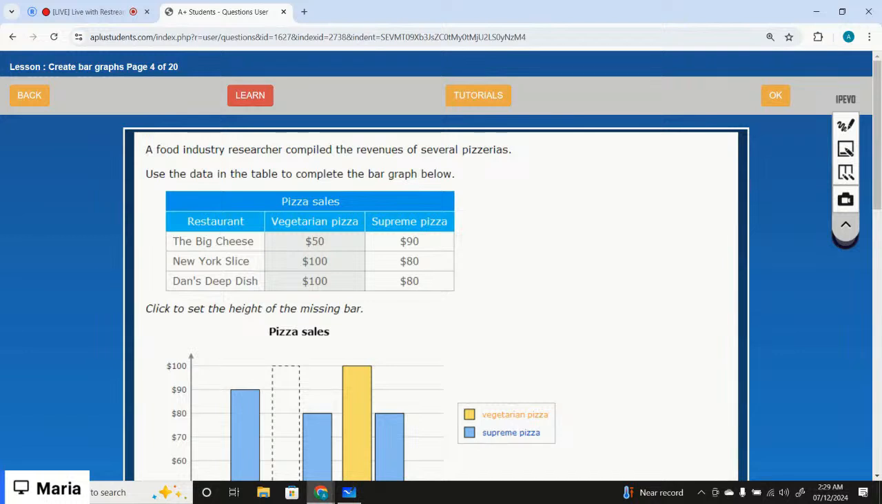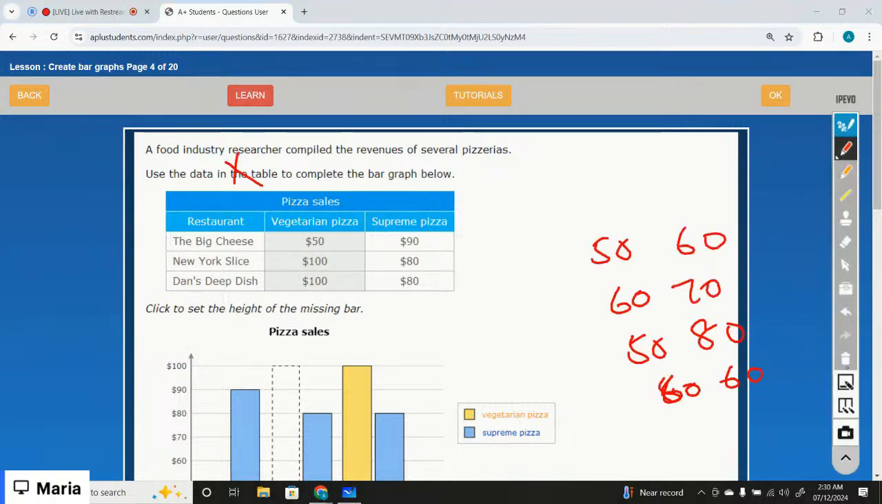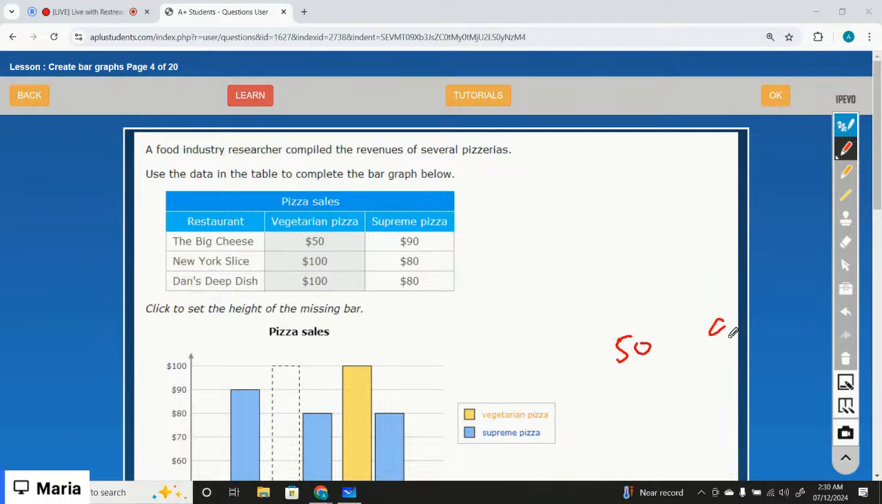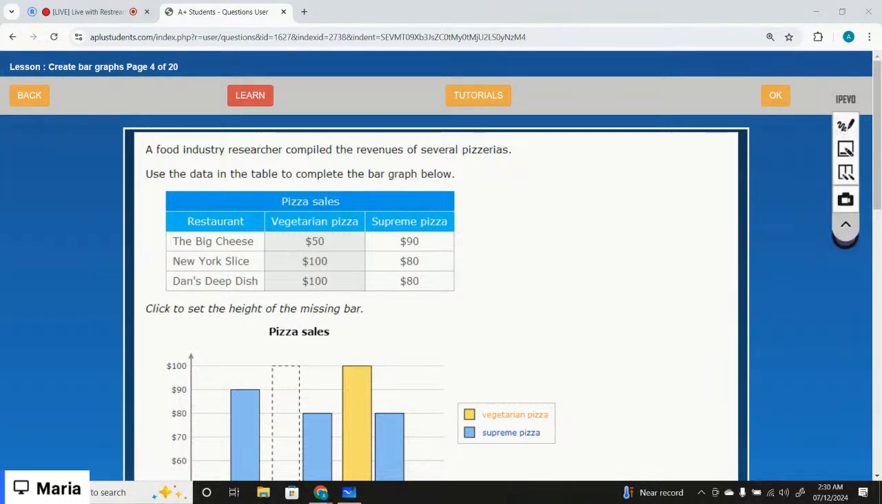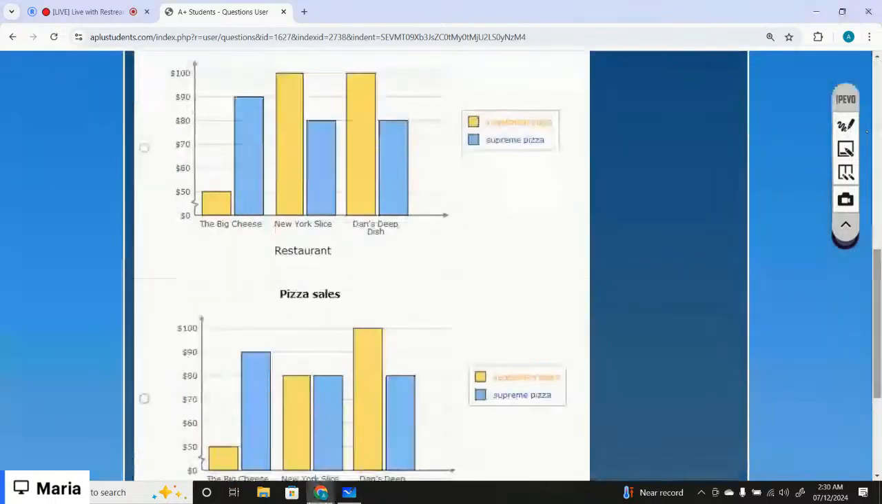A food industry researcher compiled the revenues of several pizzerias. Use the data in the table to complete the bar graph below. So let's just write down the values over here so that we can see which is the correct option. That is 50, 90, 180, and again 180. So let's just match it with the graphs.